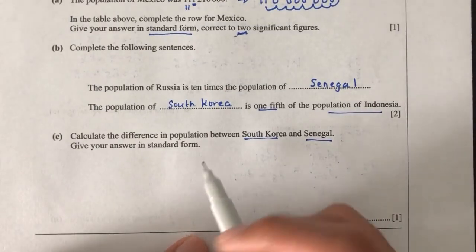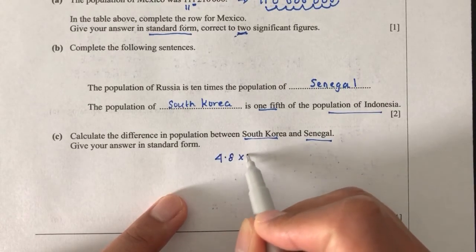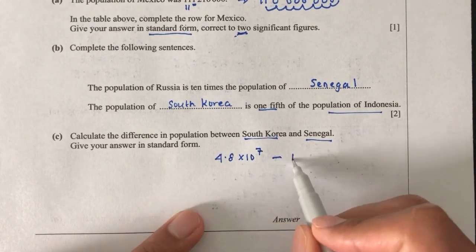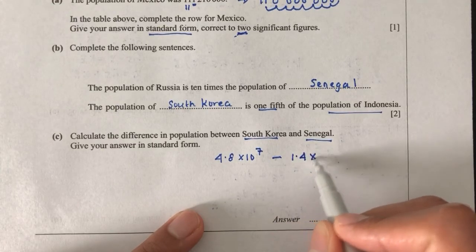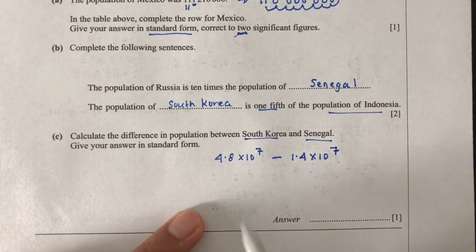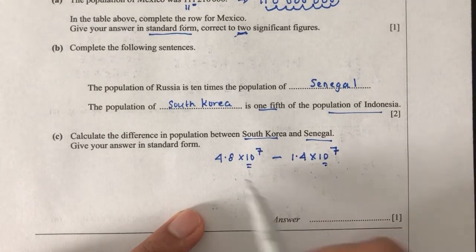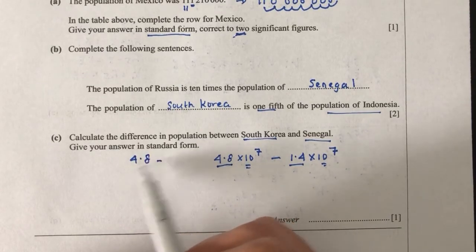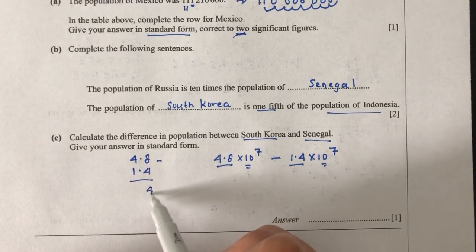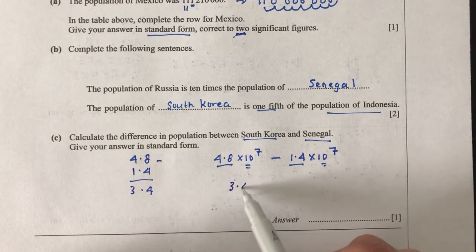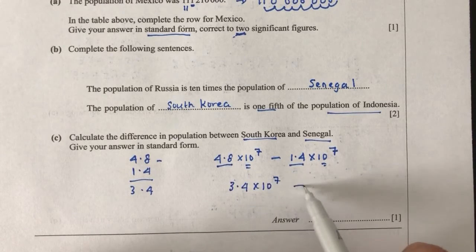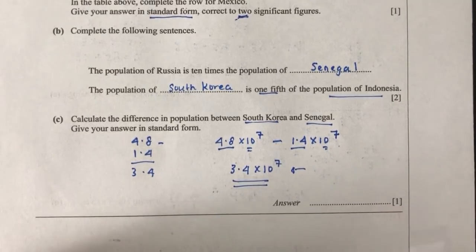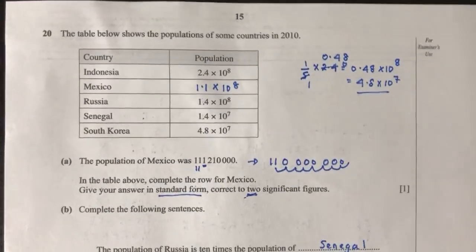So this one's pretty easy. So we have 4.8 times 10 power 7 minus 1.4 times 10 power 7. So now, if the power are the same, that's good. We can just take this minus this. So what is 4.8 minus 1.4? That will be 4 and 3. So we will have 3.4 times 10 power 7. This will be your answer for part C. 3.4 times 10 power 7. Okay, and that is question number 20.